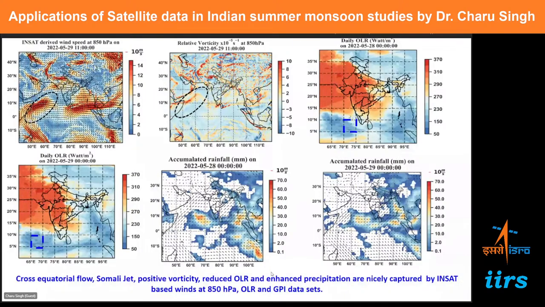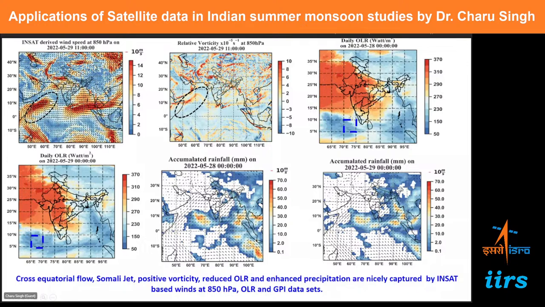Now here is the potential of the INSAT data for the monitoring of the monsoon progression across the Indian subcontinent. So these are the pictures shown for the 2022 monsoon season. Here you can see the strong cross equatorial flow, and also the Somali jet was nicely captured by the winds derived from the INSAT data set.